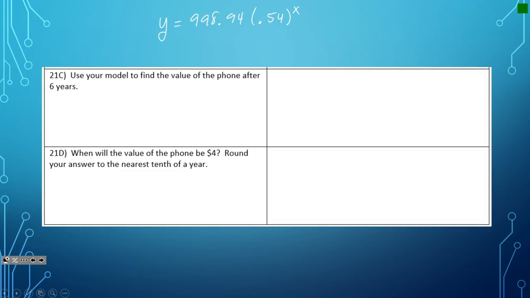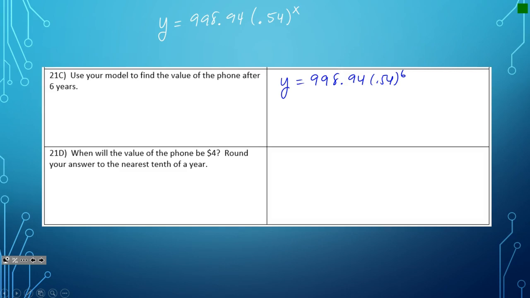So now for 21C, it's asking us to use the model to find the value of the phone after 6 years. So my x value represents my time. So what I'm going to do is take my model and plug in 6 instead of x. 998.94 times 0.54 to the 6th power. So now at this point, you would just be typing this into your calculator.